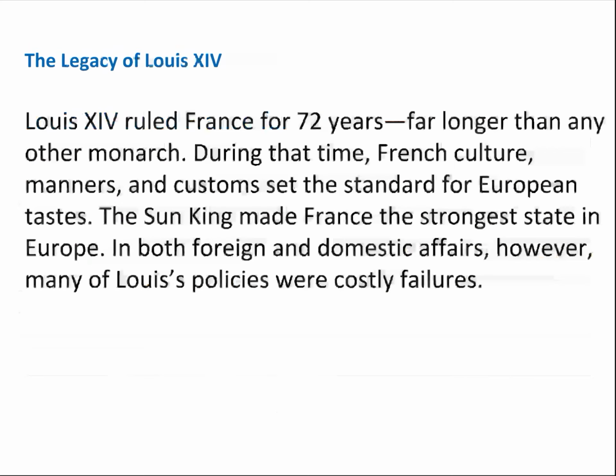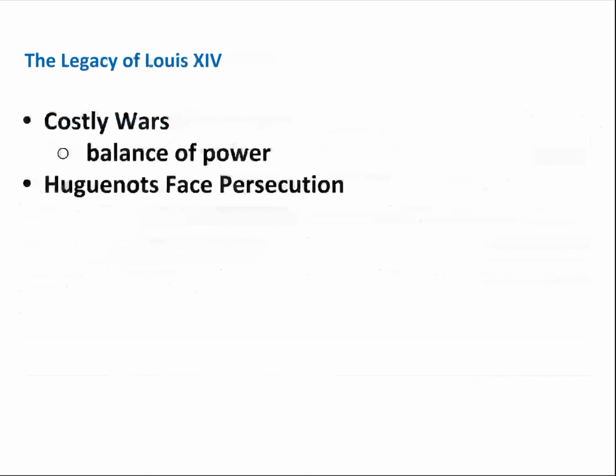Now, Louis XIV rules for 72 years, which is an amazing amount of time. Ruling for 72 years, not living, but ruling for 72 years, far longer than any other monarch. During that time, French culture, manners, and customs set the standard for European taste. The Sun King made France the strongest state in Europe in both foreign and domestic affairs. However, many of his policies were costly failures.